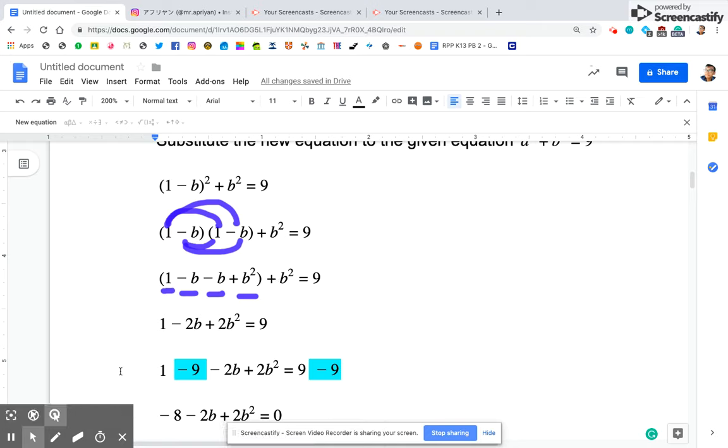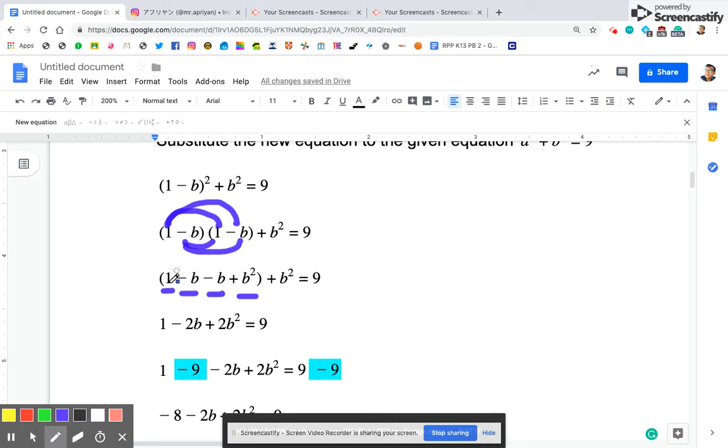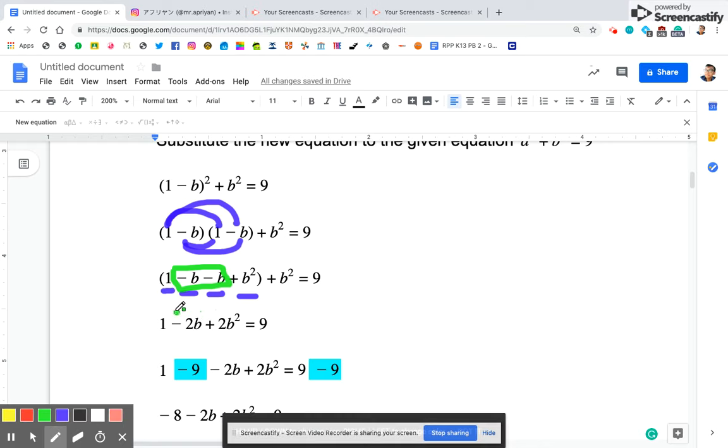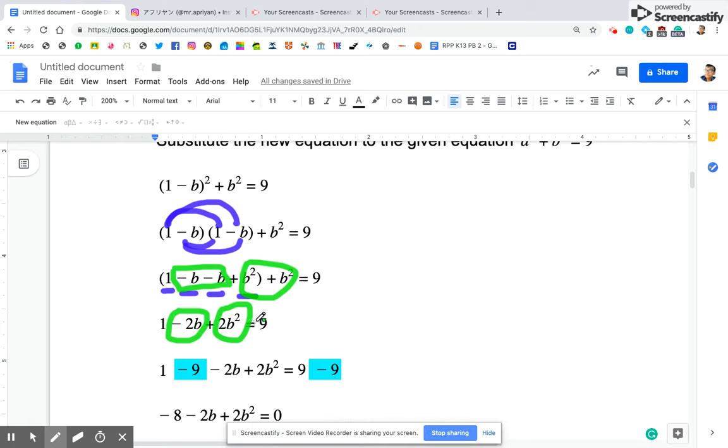And then we have minus b minus b, which becomes minus 2b. Let me repeat, we still have minus 2b. And then we have b squared plus b squared, which equals 2b squared, and that equals 9.